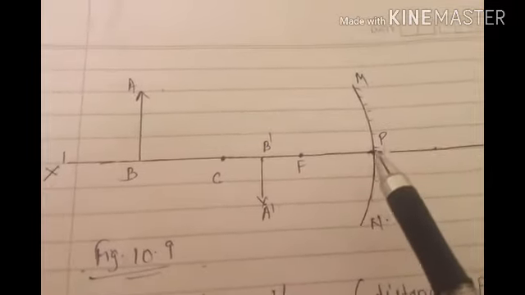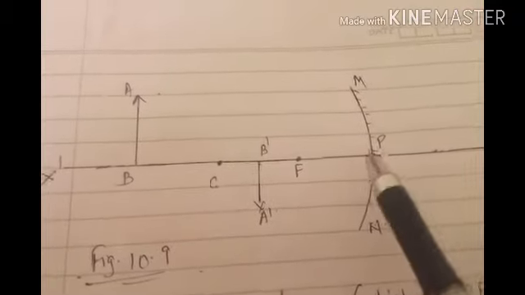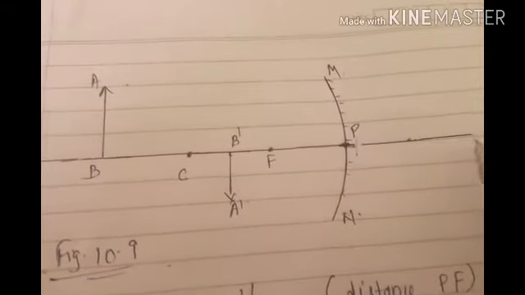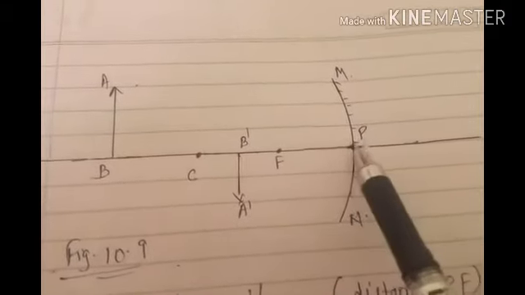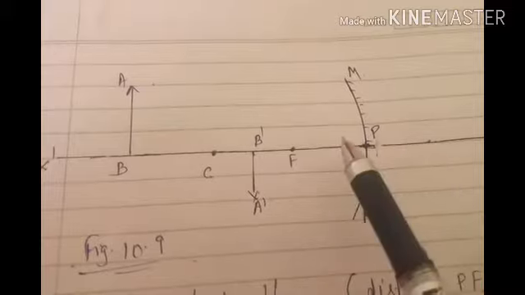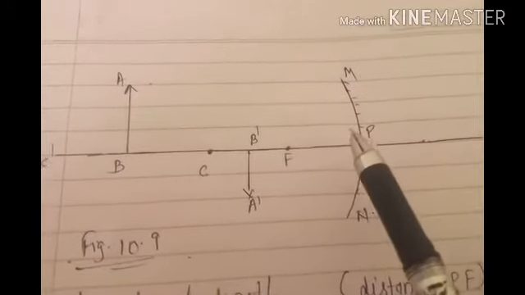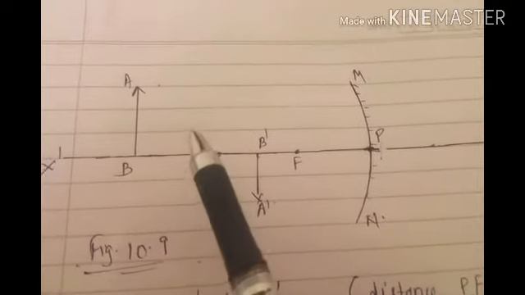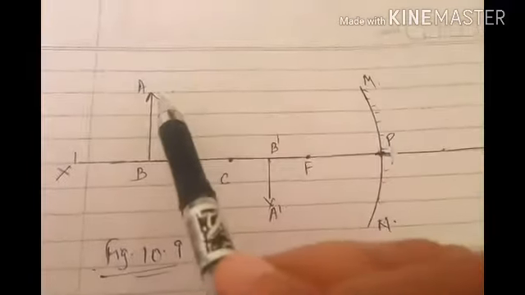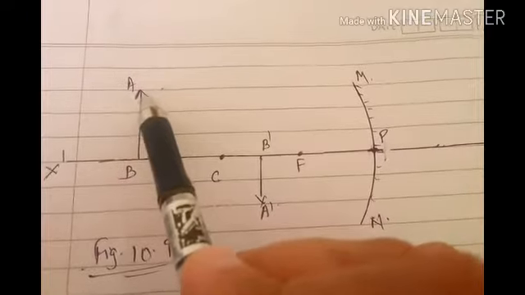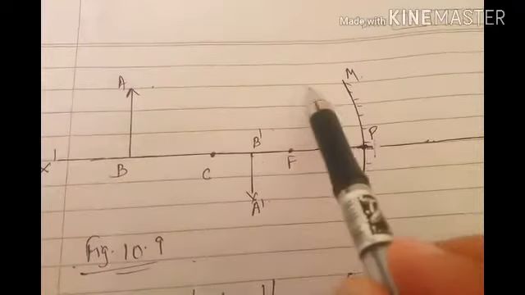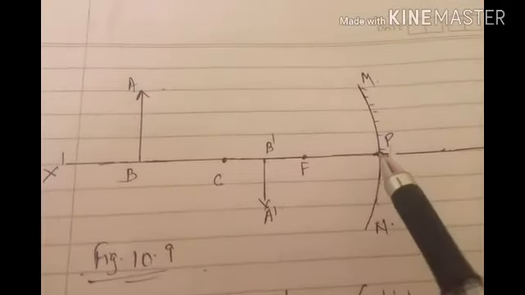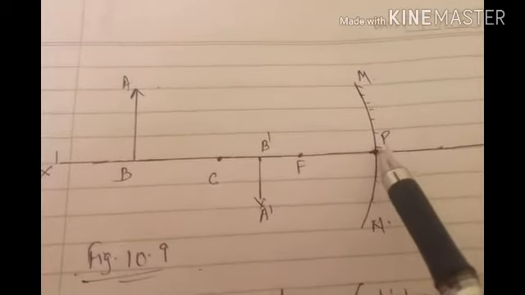First you need to understand that this is the principal axis, X', and pole P is the origin. These are the two most important points. The first point of sign convention is that the object is always placed to the left of the mirror. That means when you draw a ray diagram, the light falls on the object, and from the object it falls on the mirror from this left hand side. The second point is that all distances are measured from the pole of the mirror.